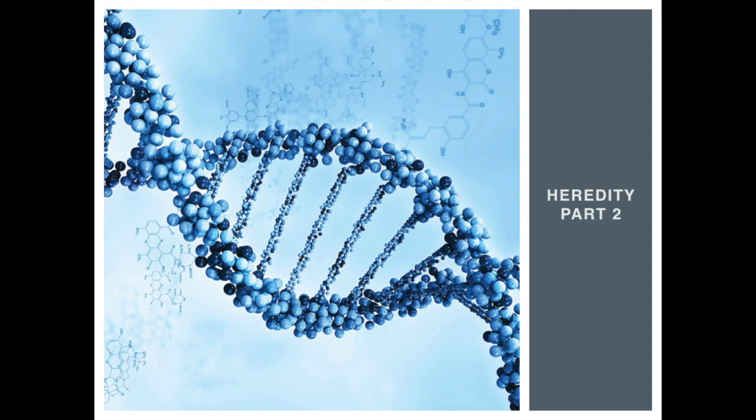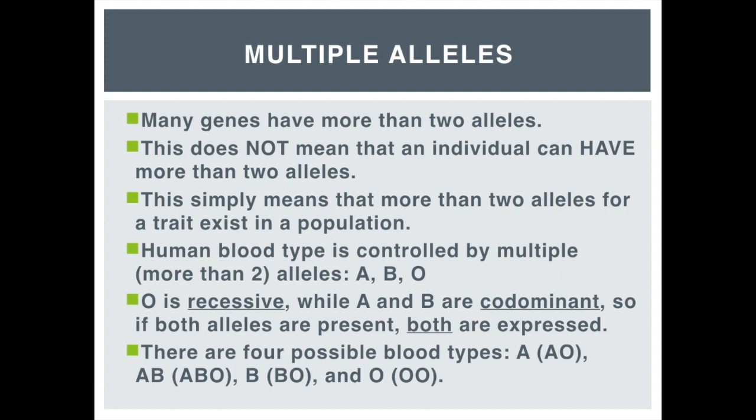Now we're going to focus on our last chapter on heredity. We're going to focus on multiple alleles first. There is some confusion that students have sometimes when we talk about multiple alleles, but let's make it as simple as possible. Multiple refers to many. Here we're dealing with many genes having more than two alleles. This does not mean that an individual can have more than two alleles. You're still going to get one from mom, one from dad.